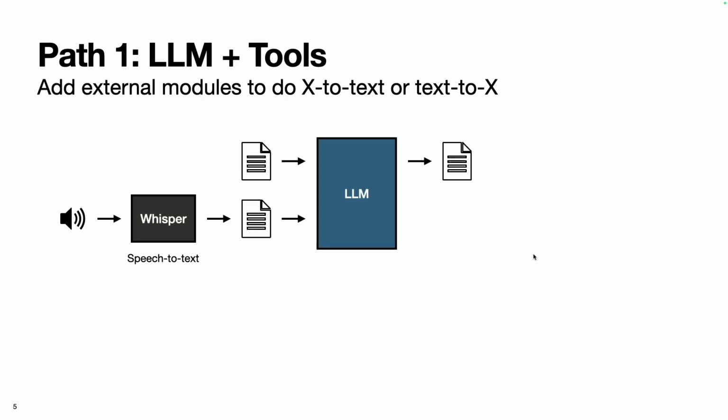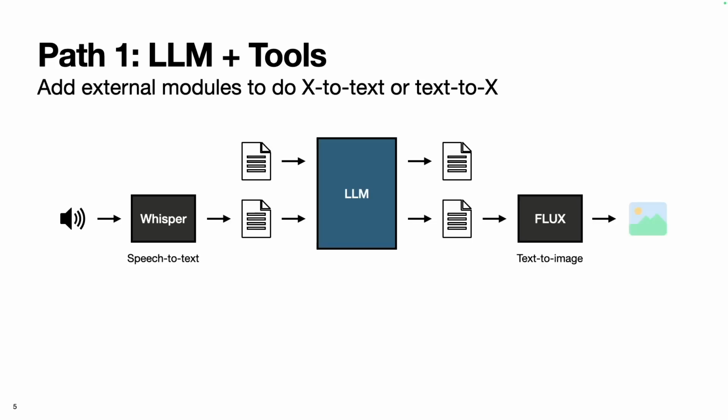So let's say we wanted to generate an image. We can tell the large language model to generate a prompt that will be passed into an image generation model. For example, it could generate a prompt for Flux, and then Flux will generate an image. And indeed, this augmentation of large language models with external tools is how the early versions of ChatGPT were able to process multiple data modalities.